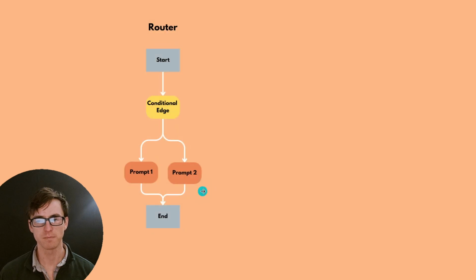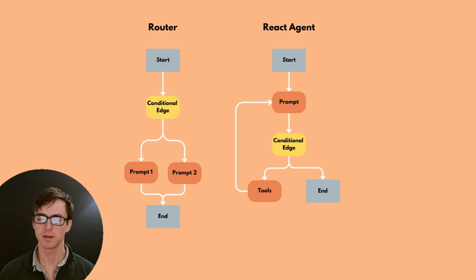It includes architectures like a router, where a conditional edge chooses which prompt should be executed based on the input to the graph. It supports a React agent, where a language model can decide which tools should be executed. We can execute those tools as code locally, and the responses can be passed back into the language model for it to decide the next steps.